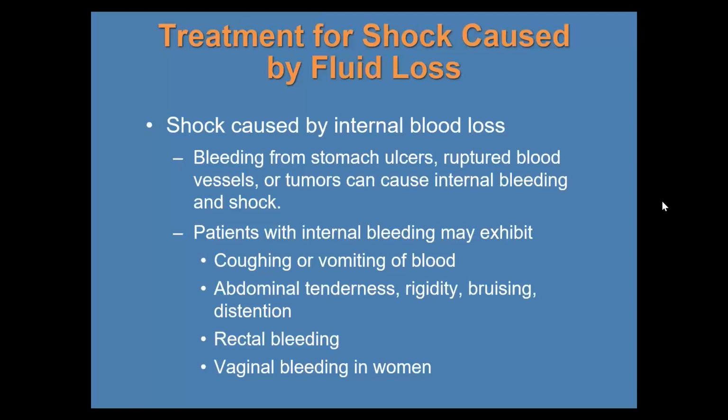Also look for abdominal tenderness, rigidity, bruising, and distension. We talked about that, where the belly is really distended out and kind of rounded. Rectal bleeding is the same thing. You may have different colors of blood coming from the rectum or the vagina, depending on how old the blood is and what it's coming from, whether it's an artery or a vein. Venous bleeding, like we mentioned before, is a little bit darker, and arterial blood is a more bright red blood.